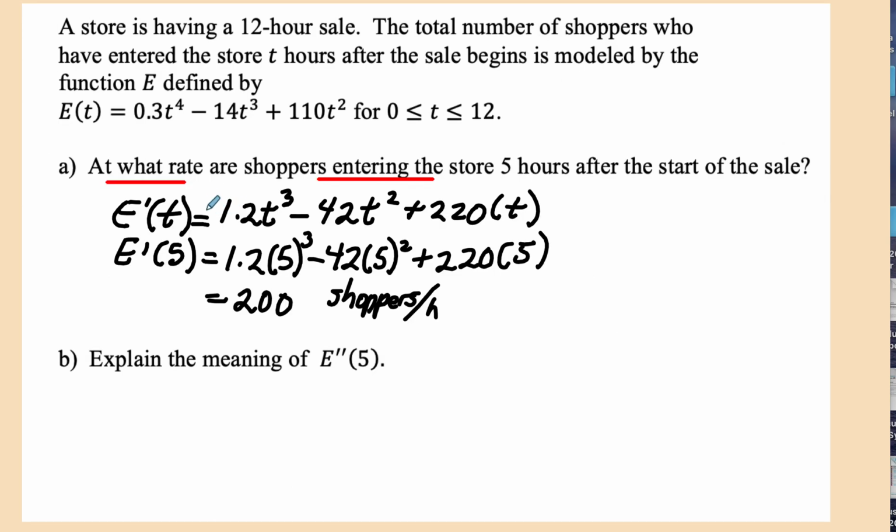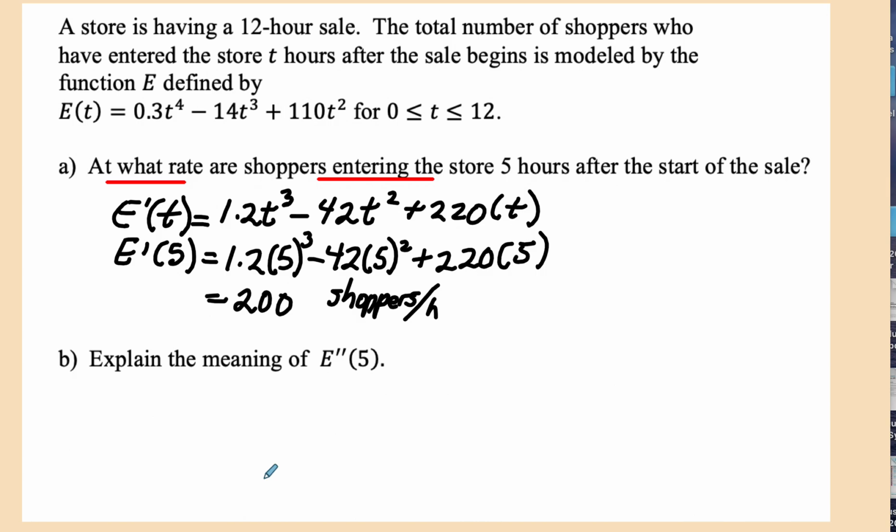So we will take the derivative of E of t using our power rules, and then we'll substitute 5 in there. So the rate will be 200 shoppers per hour entering. Since it's positive, then we're getting an increase of shoppers coming in.